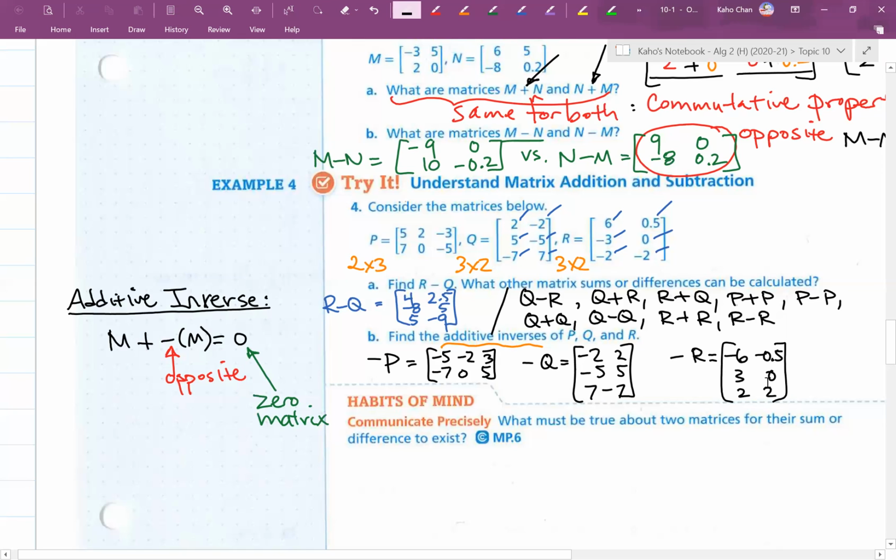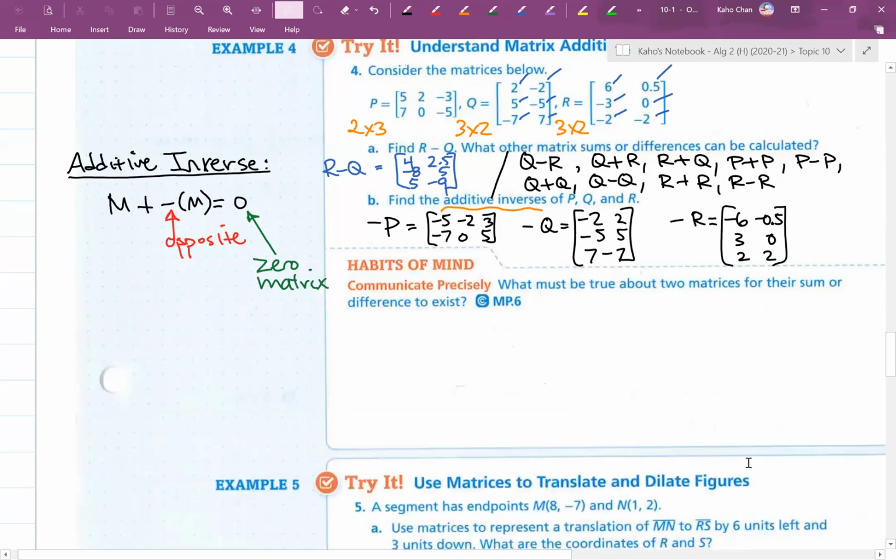All right. So those are the additive inverses, and if you were to add the additive inverse to the matrix, you'll get the zero matrix itself. What must be true about two matrices for their sum or difference to exist? They must have the same matrix dimensions that I mentioned earlier.